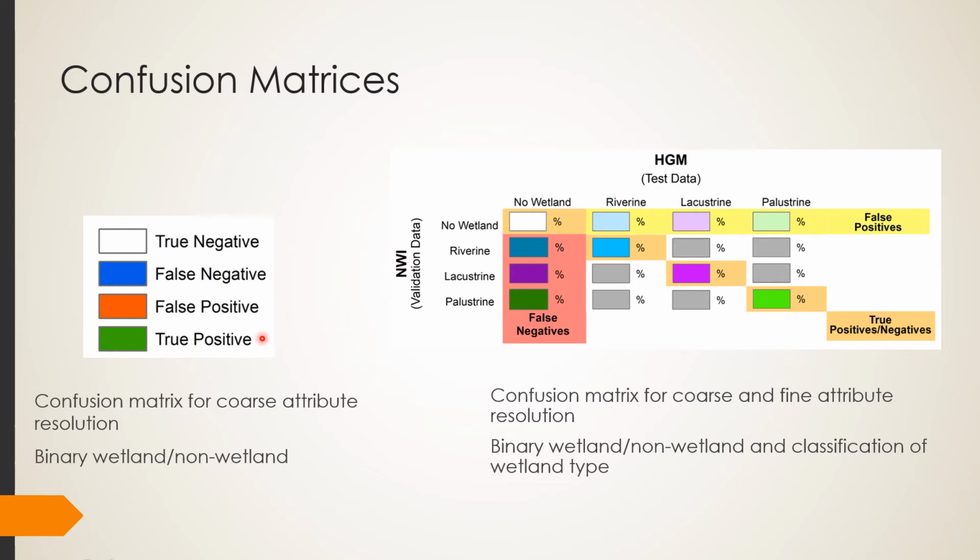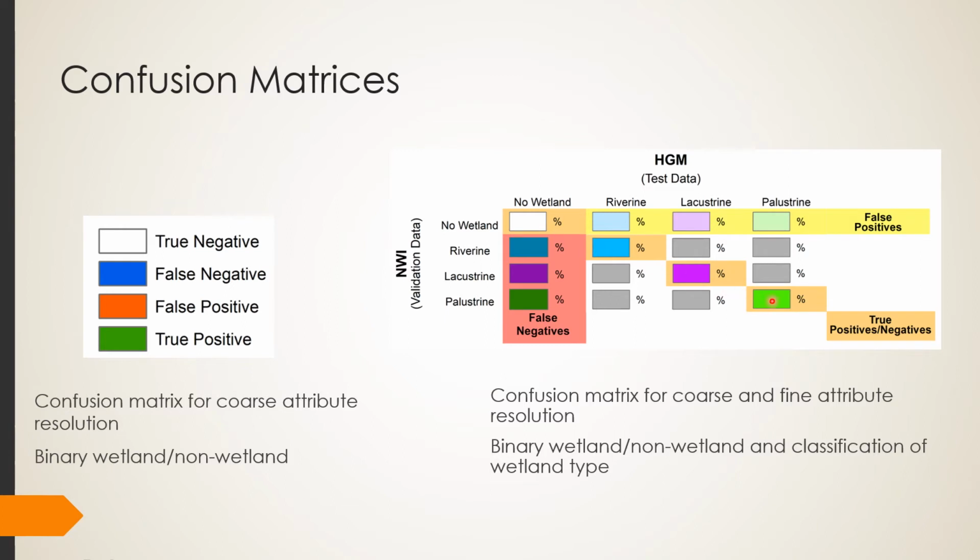So the second confusion matrix we used visualizes not only the coarse attribute, but also the fine attribute resolution. So it breaks down not only the binary wetland versus non-wetland, but it also gets into specific classifications of each wetland type. This is just a general example of what I'll be showing you. In this case, the white areas are the true negatives, areas where both the HGM and the NWI agree there are no wetlands.